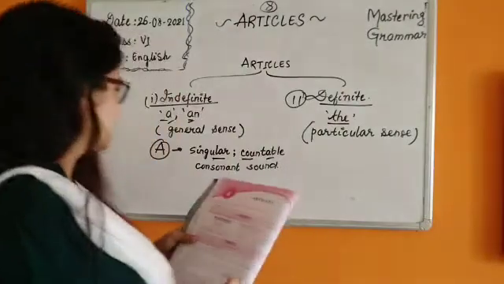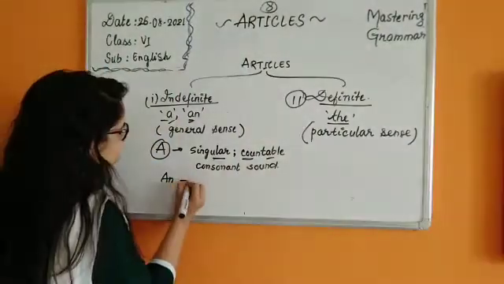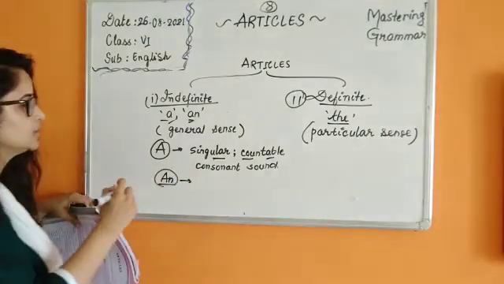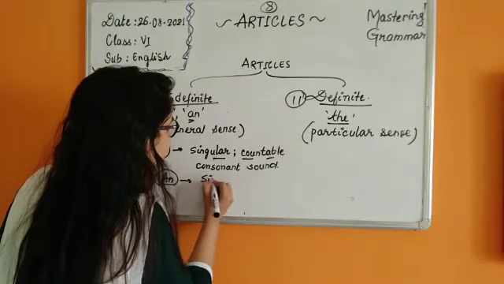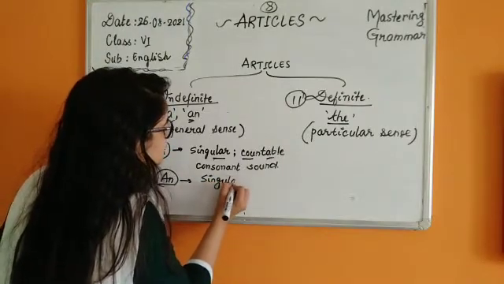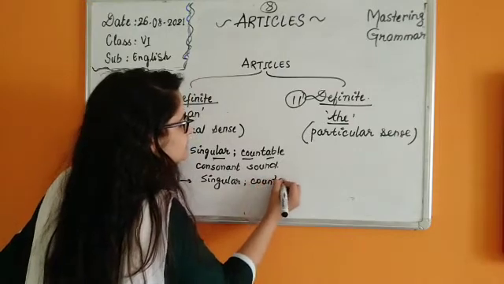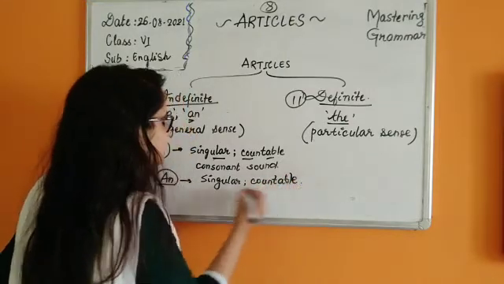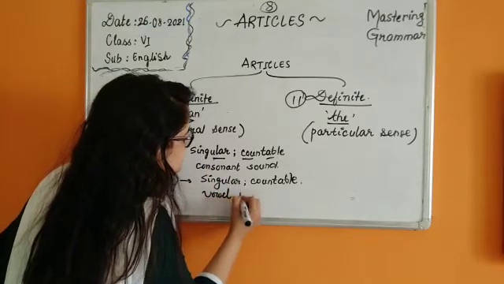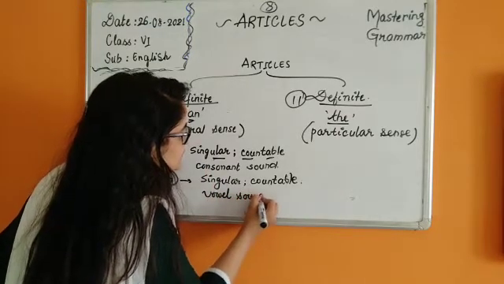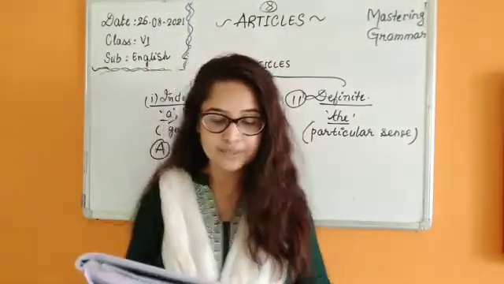Now see here, for an, what we have to remember is that you are also going to use an with a singular countable noun. You have to see that the noun has to be singular and countable. But one thing you have to remember is we are going to use it with a vowel sound. Now let us look at some examples given in your books.